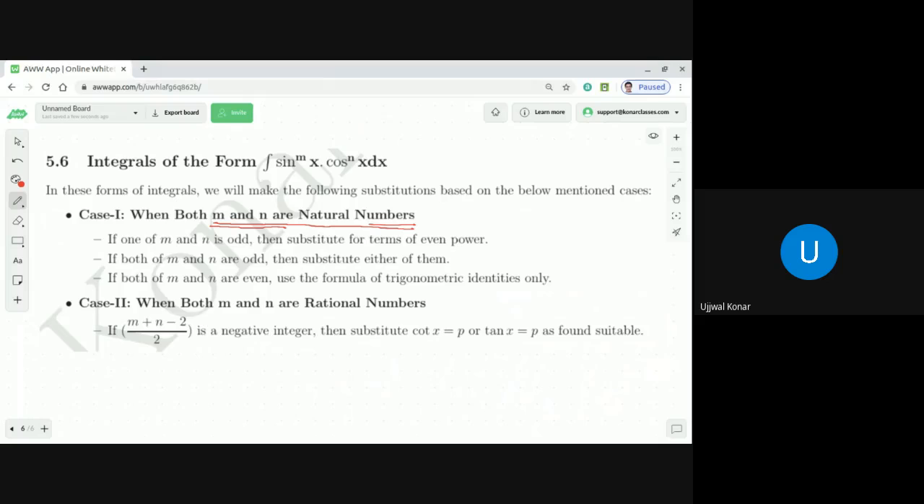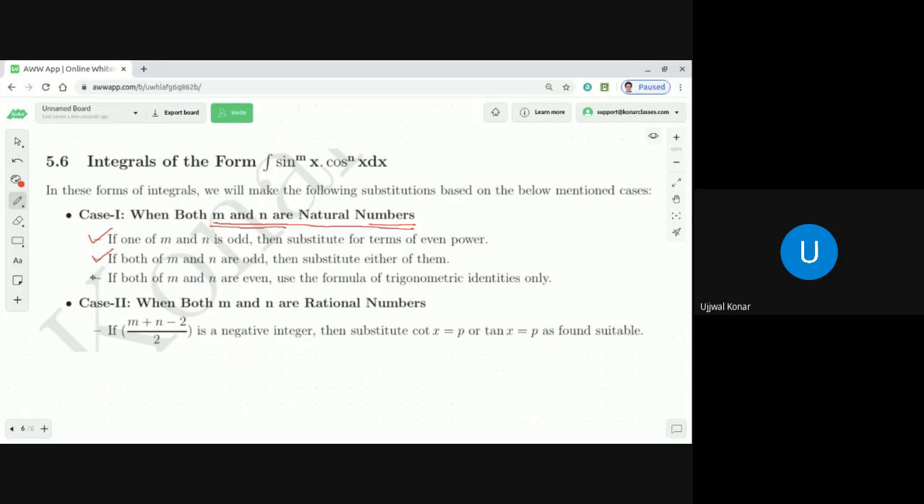If one of m and n is odd, then substitute for terms of even power. Got it? Are you getting my point? That means if m is odd and n is even, then we need to substitute for the terms of the even power, that means cos x equal to t. Got it? If both m and n are odd, the second subcase of case 1, then substitute either of them. No issue. You can take either sin x or cos x.